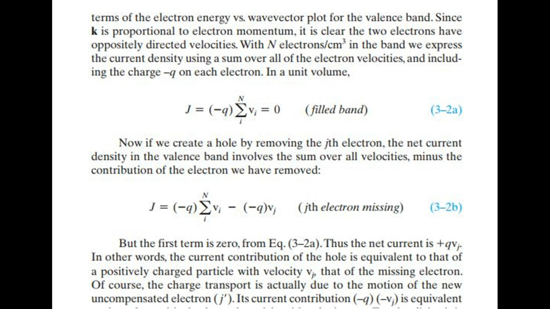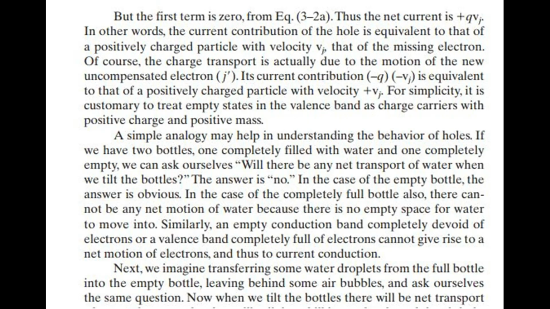Electron missing, but the first term is 0, from Eq 3-2a. Thus the net current is plus q v_j. In other words, the current contribution of the hole is equivalent to that of a positively charged particle with velocity v_j, that of the missing electron. Of course, the charge transport is actually due to the motion of the new uncompensated electron, j'. Its current contribution, -q(-v_j), is equivalent to that of a positively charged particle with velocity plus v_j.